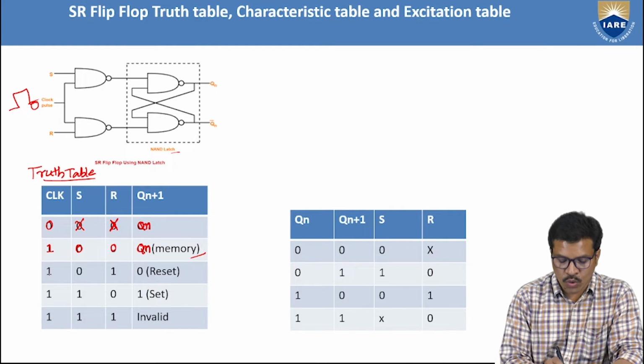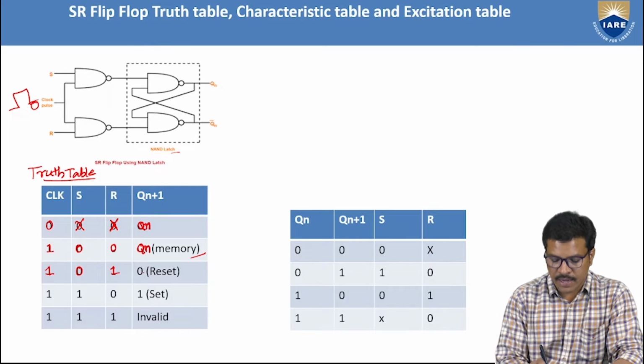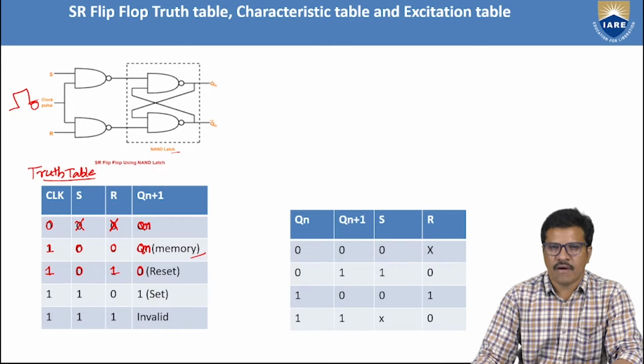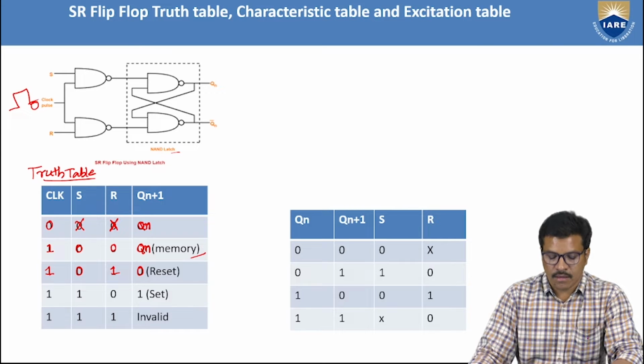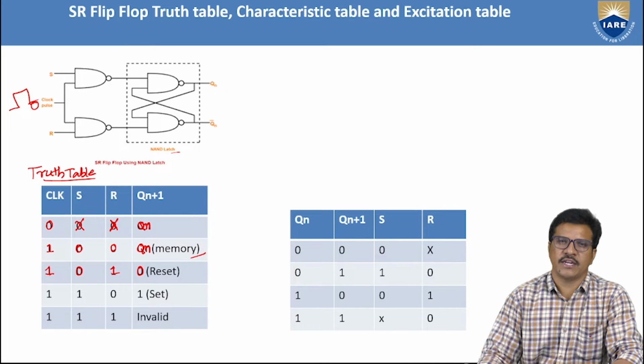Now let us move to the next case where the clock is high and S is equal to 0, R is equal to 1. The output will be 0, which is also called reset. Why is it called reset? When the clock is high, set is equal to 0. But now I can turn that reset into 0.